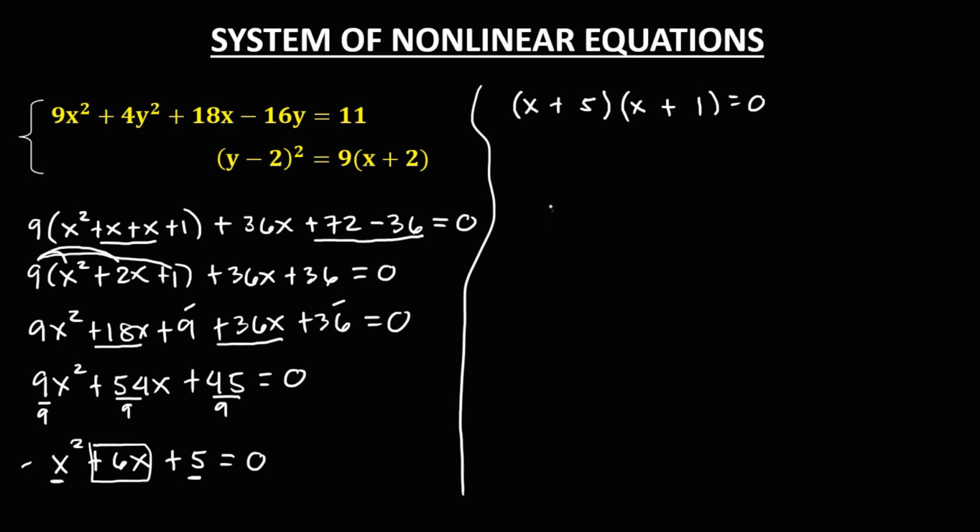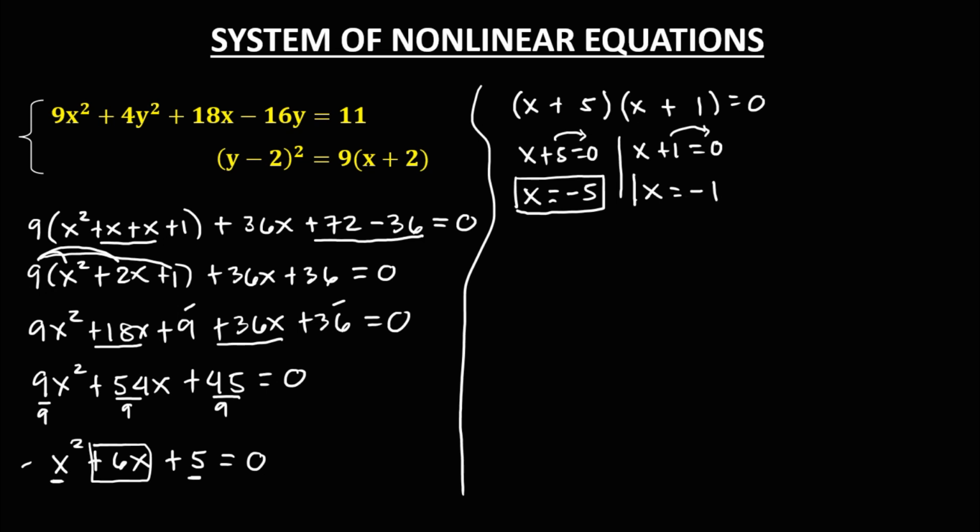So to solve now for the values of x, equate these factors to 0. So x plus 5 equals 0, and x plus 1 equals 0. Therefore x is equal to, transposing, negative 5, and the other one, x equals negative 1. So x is negative 5 and x is negative 1.